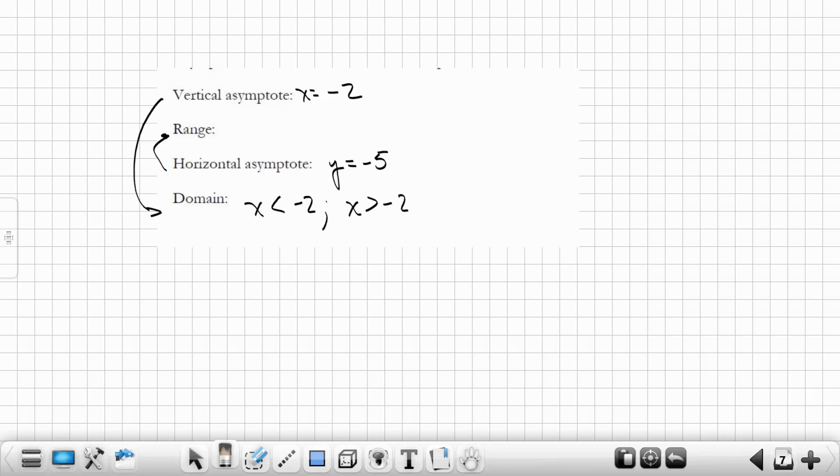Another way we could write this, let's be very clear, is to simply say x can't be negative 2. That's x with an equal sign with a slash through it. Those are the two ways we can write it. We could say x is less than negative 2, and x is greater than negative 2. So the next one, y can't be negative 5. Y can be less than negative 5 or y is more than negative 5.